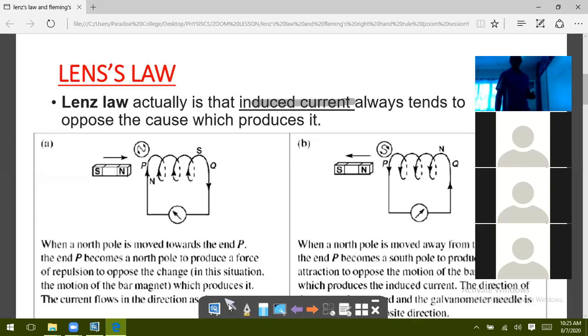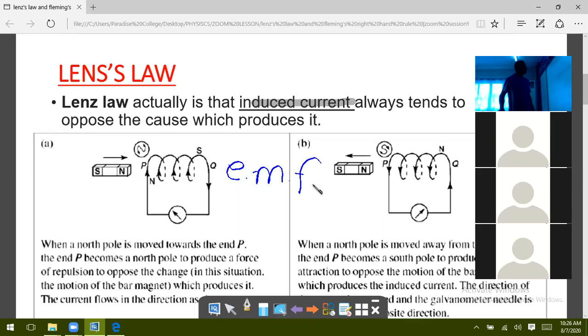You remember EMF? Electromotive force, EMF. This is the voltage that needs to drive the induced current.